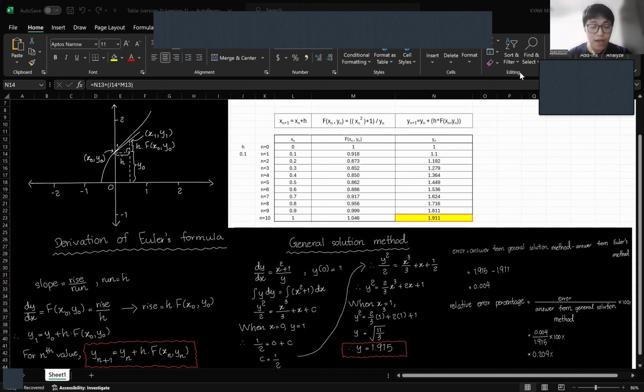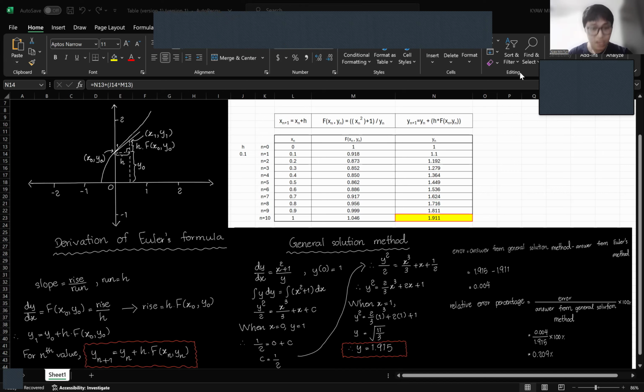The initial values of x and y when n equals 0 are 0 and 1 respectively. Firstly, for column xn, we're going to use this formula: xn plus 1 equals xn plus h. For example, if we want to get x1, we need to add x0 and h. Since h equals 0.1 and x0 equals 0, we get x1 equals 0.1, and if we substitute the values like this, we will get the rest of the values in the xn column as you can see here.